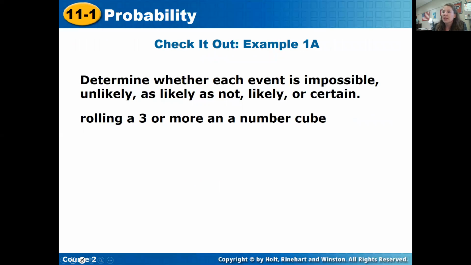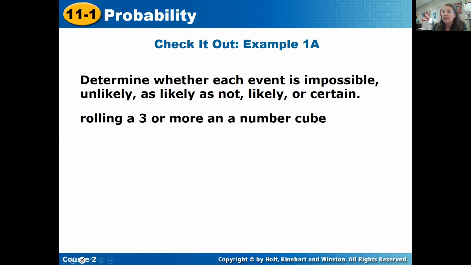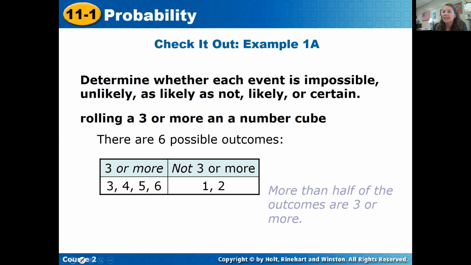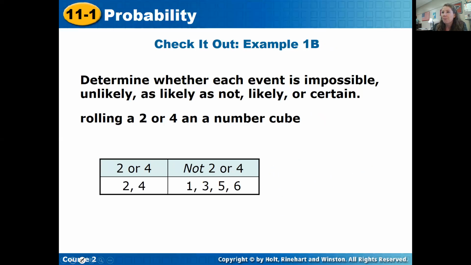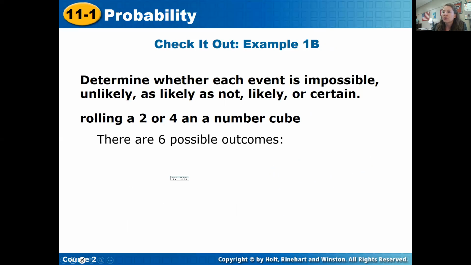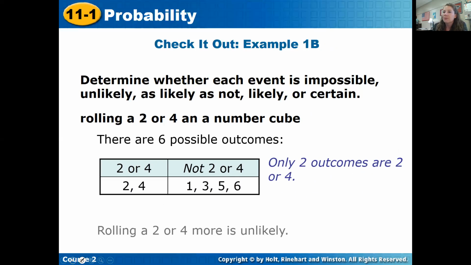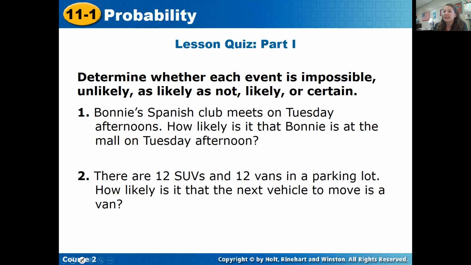What about rolling a 3 or more on a number cube? Well, there are 4 numbers on a number cube that are 3 or more. Only 2 are not, right? So out of 6 outcomes, we have 4 out of 6, which is greater than 50%. So it is likely. How about rolling a 2 or a 4? Well, there are only 2 numbers on a number cube that are 2 or 4, which is less than 50%. So rolling a 2 or 4 is unlikely.